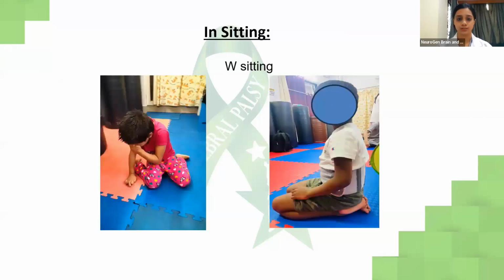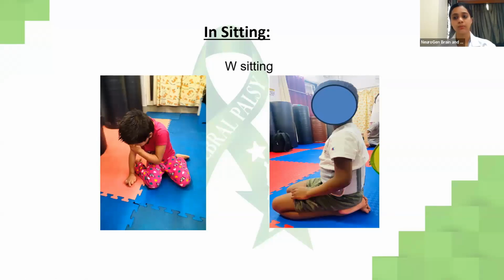Coming on to the posture. Now, in sitting, when we ask the parents how the child sits, they'll tell us he sits like this, he takes his or her legs behind and sits. The parents may not know the problem with W sitting. We need to explain to them what happens with W sitting.